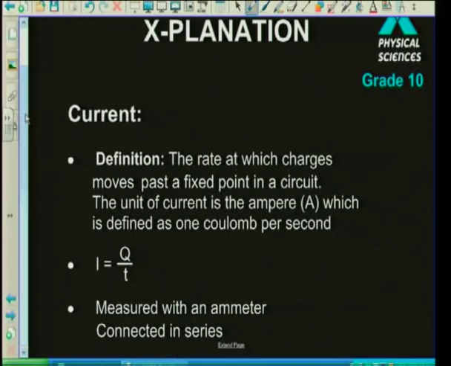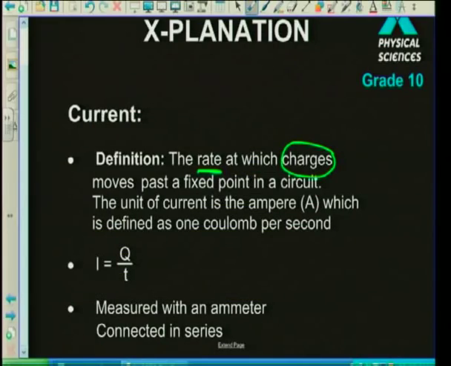Now, current is defined as the rate at which charge moves past a fixed point. Rate means over time. Okay, so essentially, in really simple terms, current is the flow of charge. Please note here, this is so important for you to get, we say charge, not electrons.